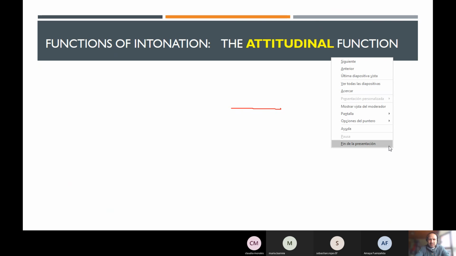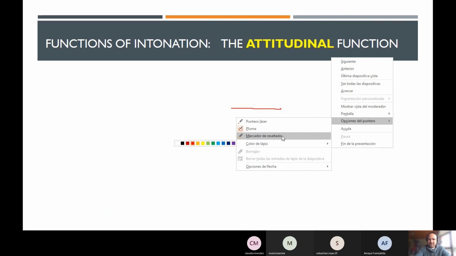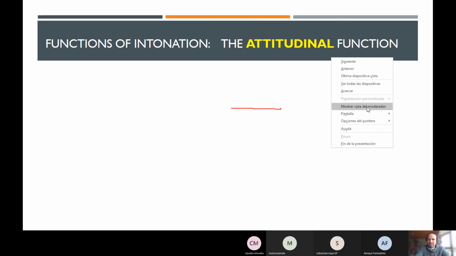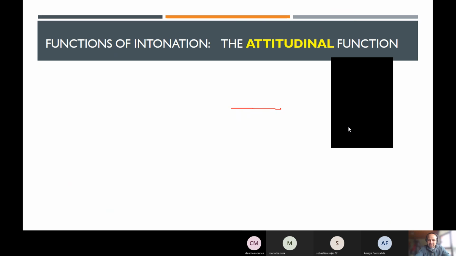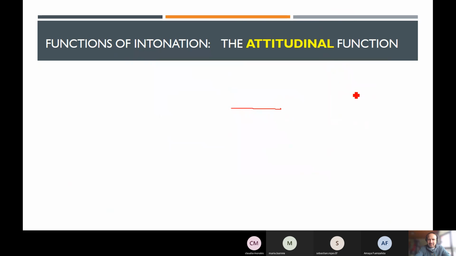Do we know? Do you have any questions so far? Do you have any comment? What else? Do you know the functions of intonation? Are you familiar with the functions? For example, the attitudinal function. Are you familiar with it?